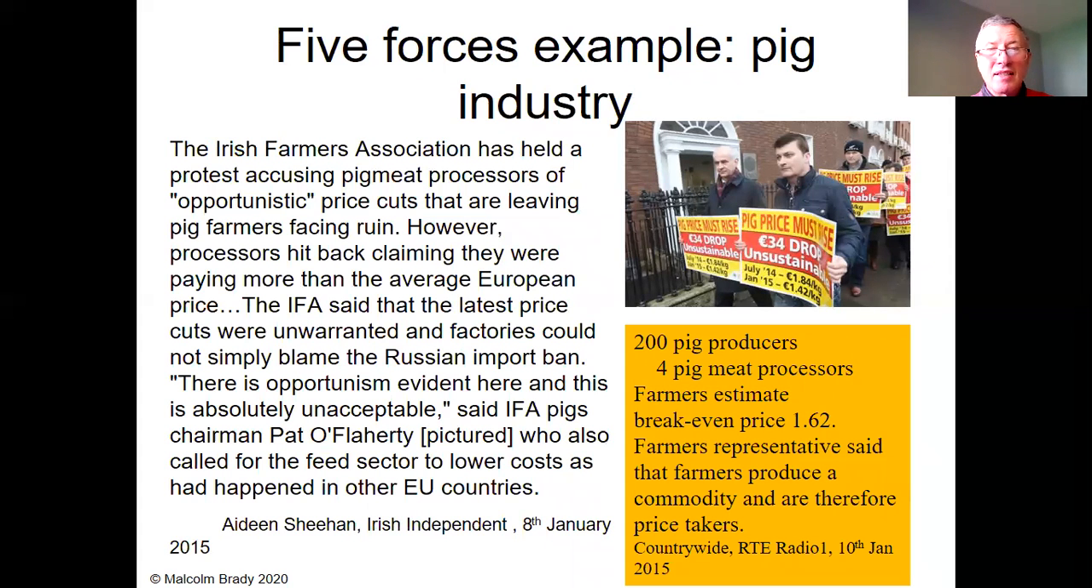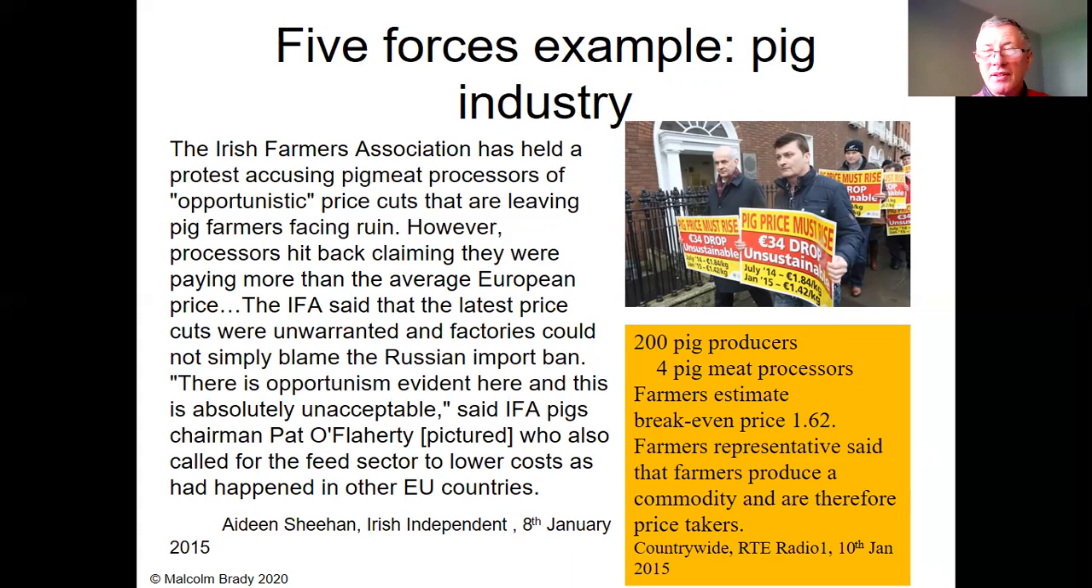And the IFA said that the latest price cuts were unwarranted and factories couldn't blame some outside factor, the Russian import ban. There's opportunism evident here, and this is absolutely unacceptable. And they also called for the feed sector, who are their suppliers in turn, to lower costs, as happened in other EU countries. So you can see a sort of chain of forces here. The pig producers are complaining about their suppliers who are charging too much for feed, and they're complaining about their buyers, who are not paying enough for pig meat.